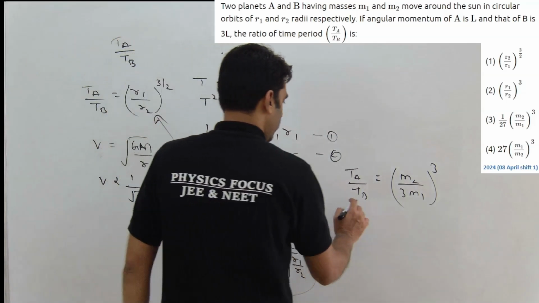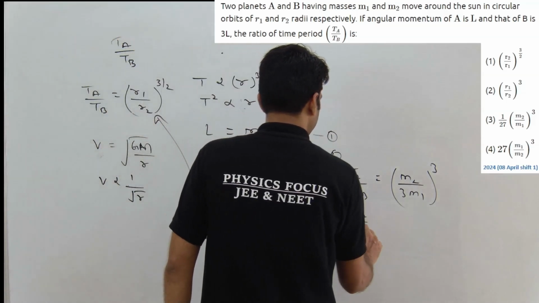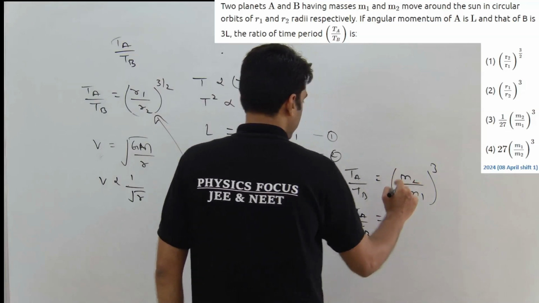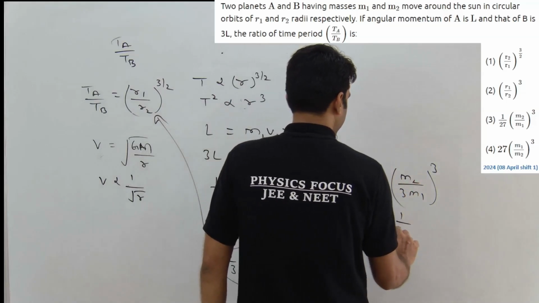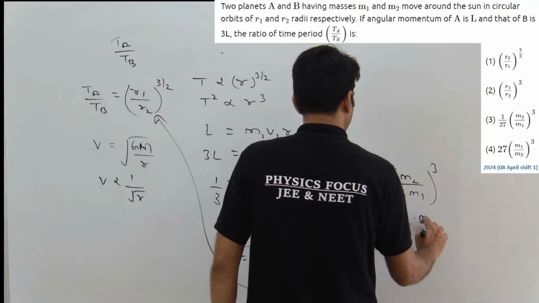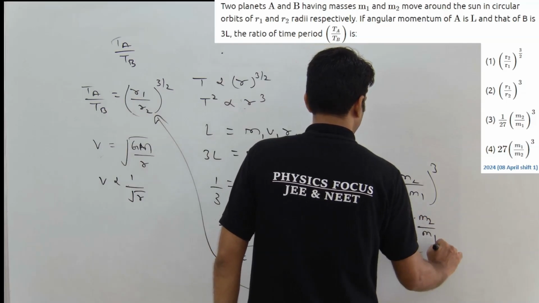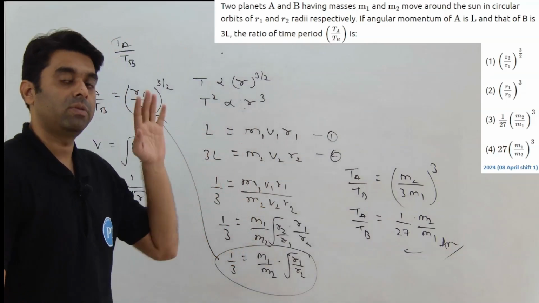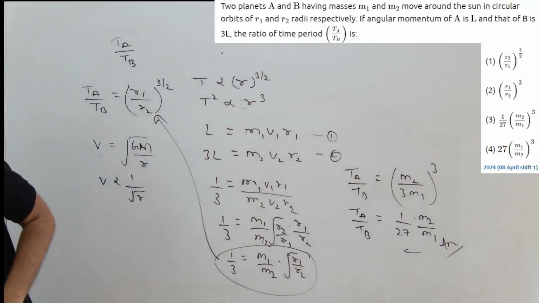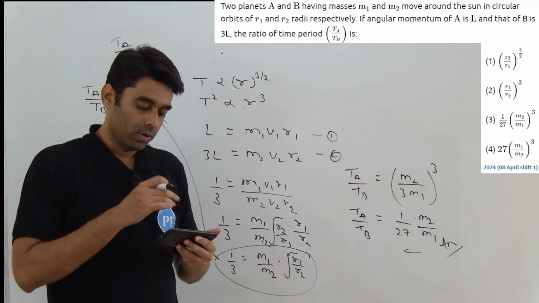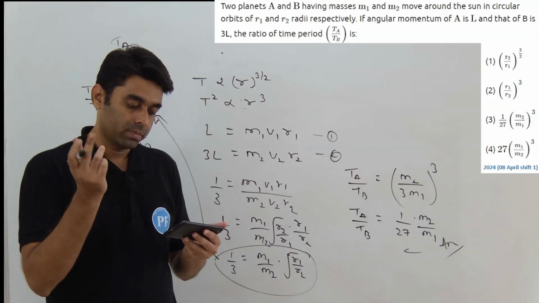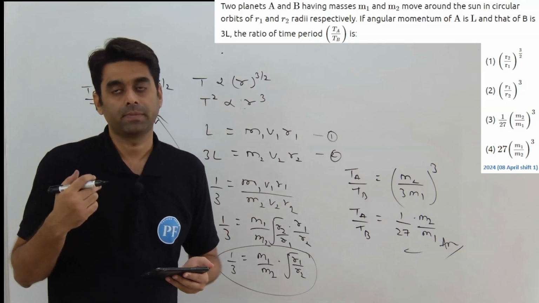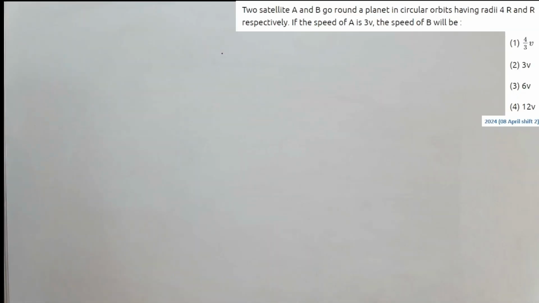So what do we get? TA by TB is equal to 1 by 3 cube. That will be 1 by 27 into m2 by m1. This will be our answer in terms of masses. You can check the options. Options are there for you. Option number 3 will be the correct answer.